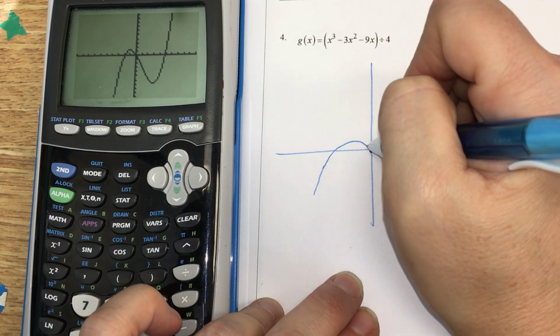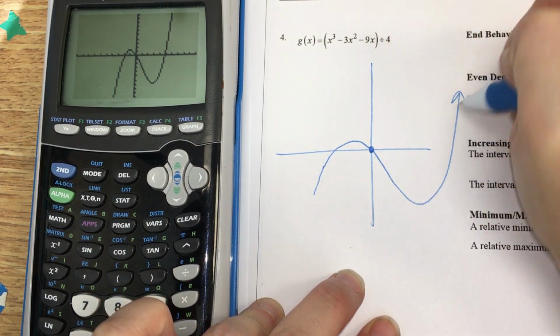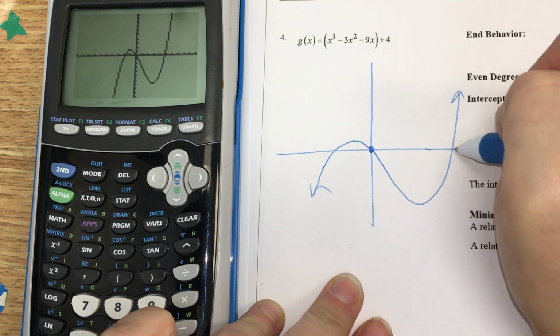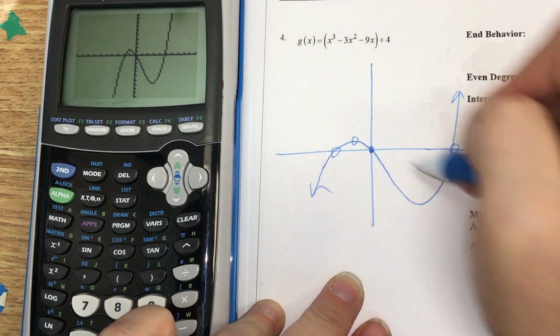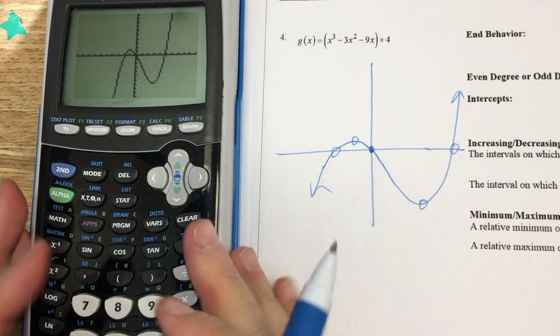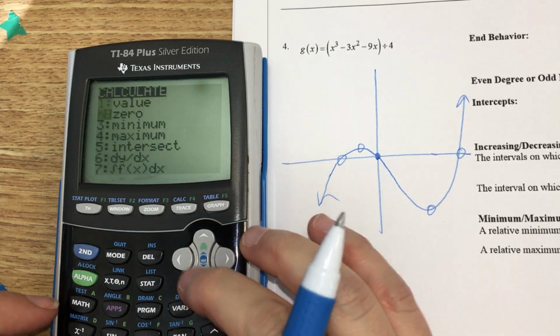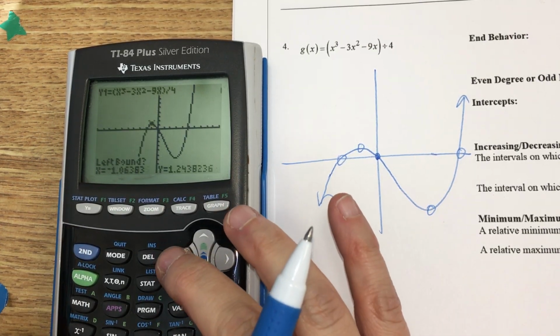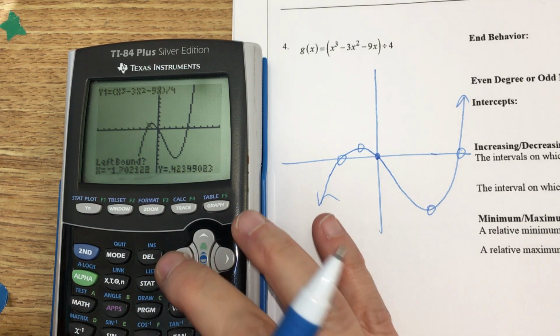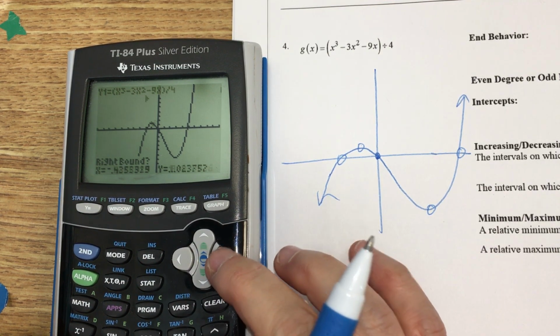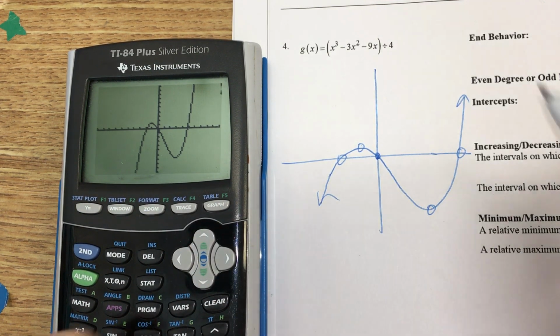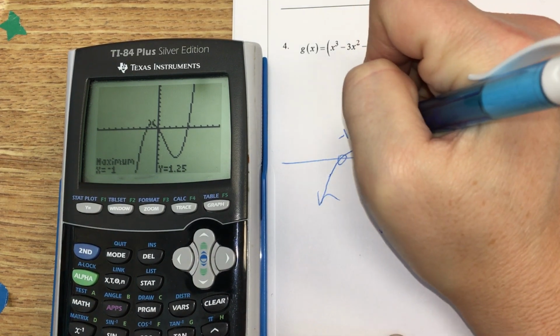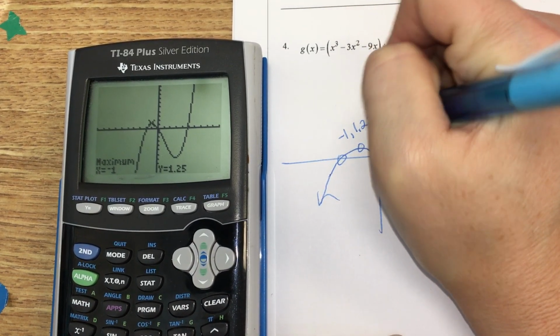This is so not gonna be to scale. Whatever. I gotta find this guy, and this guy, and this guy, and this guy. I think I'll start first with my maximums. So second trace, and I picked maximum. Now I'm going to the left side of the maximum and the right side of the maximum, and I press enter for guess, and I get (-1, 1.25).